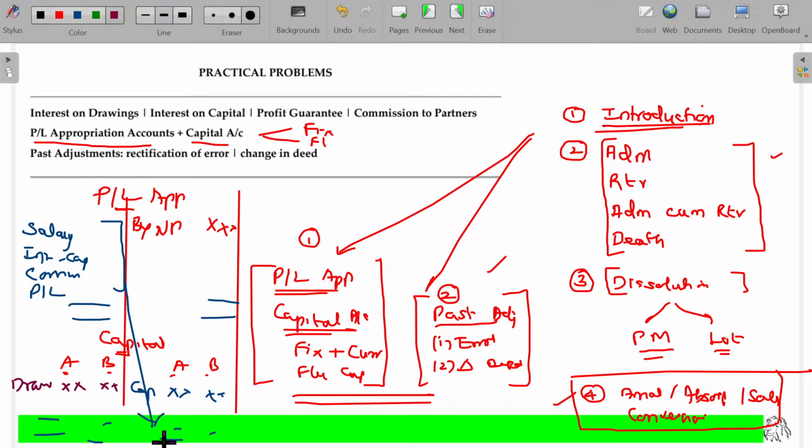As he invested, he demands the interest on capital. Now he withdraws, then the firm demands some interest to be payable by the partner to the firm, right? That will be shown here, interest on drawings.